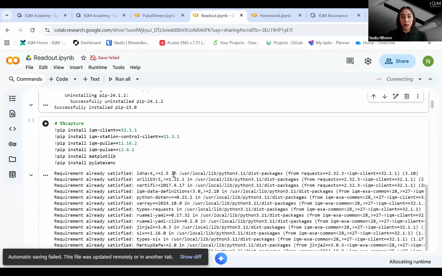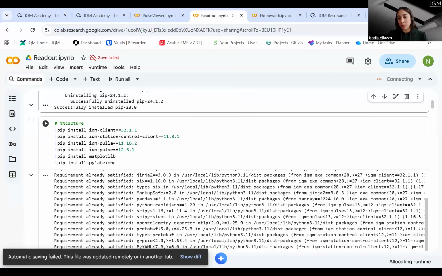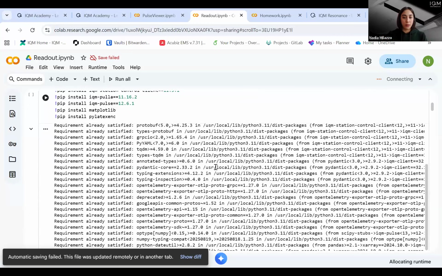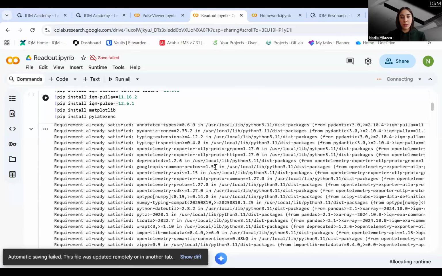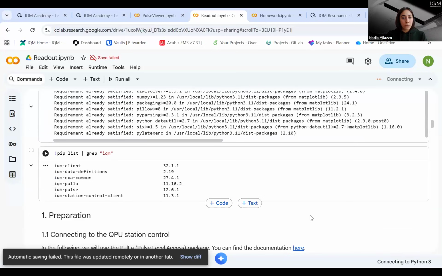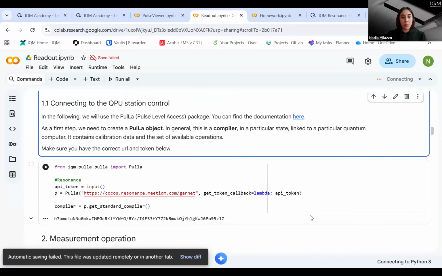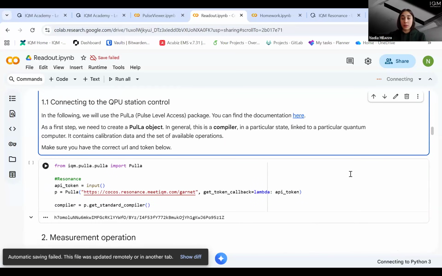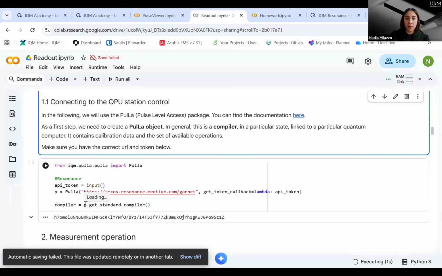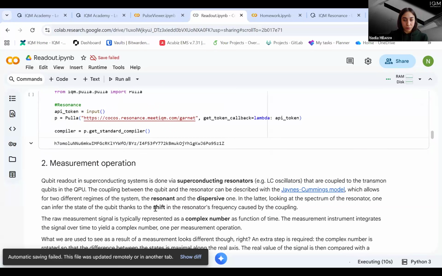And while we install things, I'm still allocating the runtime. It's a long way there. Let me go into some of the details. So here, the first part is the same. We have seen this in the previous notebook. And here again, we will get this standard compiler because this is the default and we are good with it.